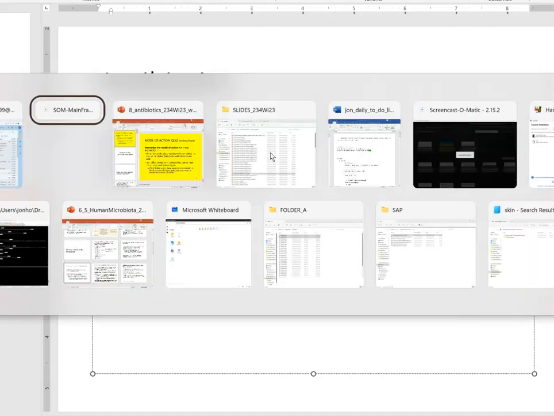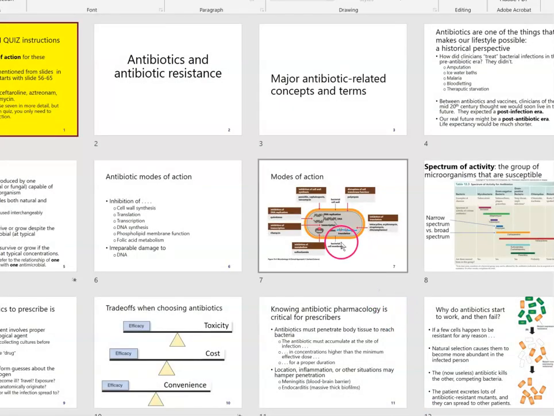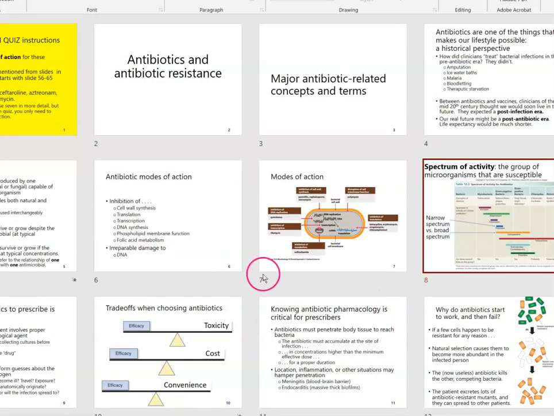So in the slides, where would that be? Mode of action, spectrum of activity. I should also point out, make sure you're looking at the vocabulary lists to make sure you know all the vocabulary, because I expect you to know resistant, sensitive, and some other words, like mode of action and so on.